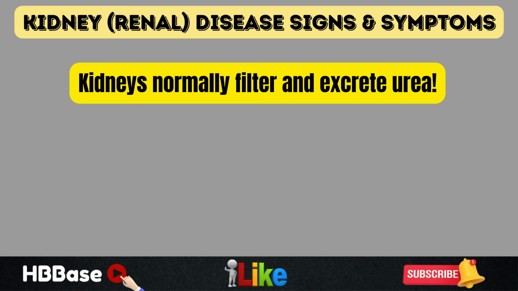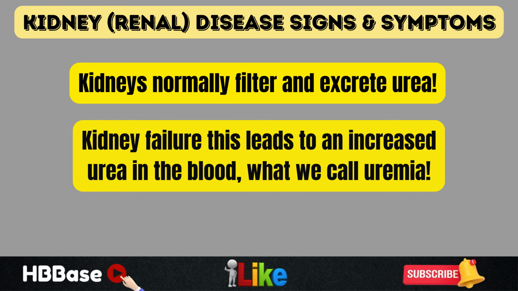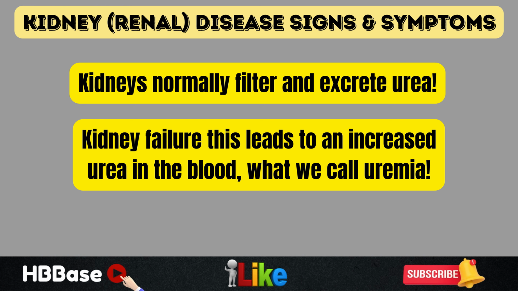Now we mentioned that the kidneys are very important in excreting many toxins and in balancing electrolytes. One of the toxins in particular is urea. So the kidneys normally filter and excrete urea. Urea is a breakdown product of protein metabolism. When there's kidney failure, this leads to increased urea in the blood, what we call uremia. So abnormally high levels of urea in the blood. And this increased urea in our body can lead to several very important signs and symptoms that we need to recognize.